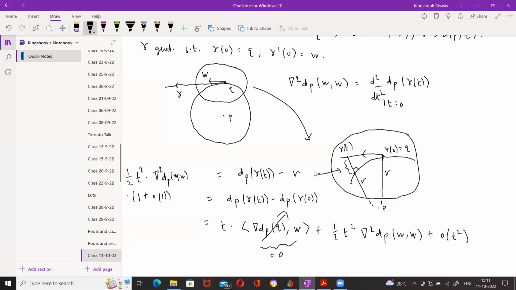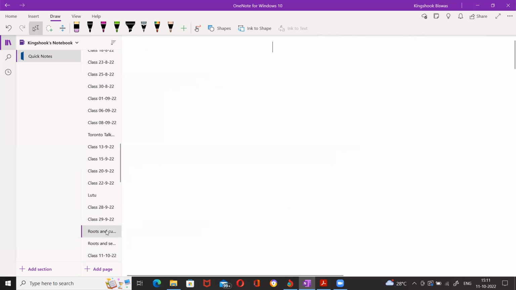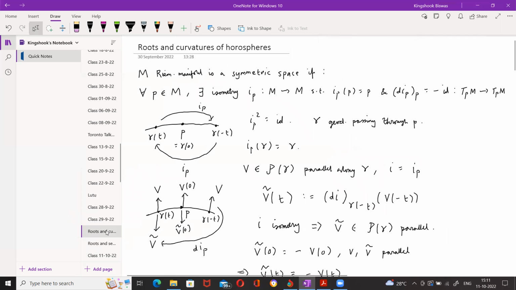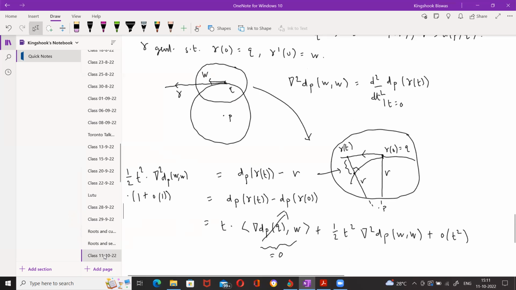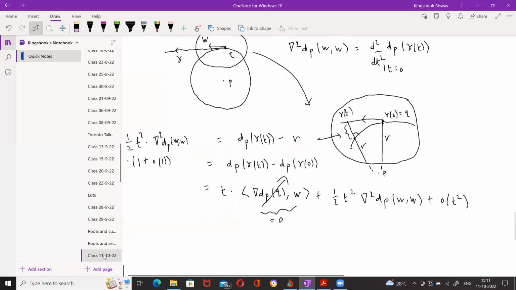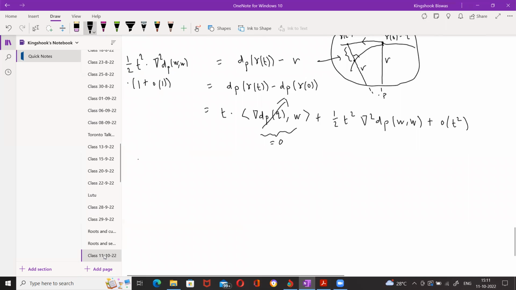All right, so we've said enough about curvatures and Hessians and horospheres. Now I can come to the little note I sent you about the roots in a symmetric space, in a semi-simple Lie group. But before getting there, let me just define something called the geodesic involution.